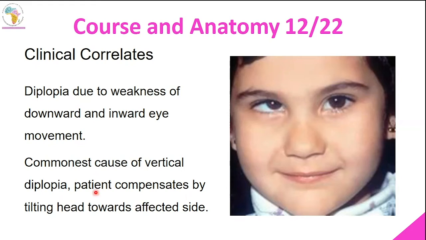So there's a diplopia that is due to weakness of the muscle that is supposed to oppose this motion in that direction. This is the commonest cause of vertical diplopia, and the patient compensates by tilting the head towards the affected side.